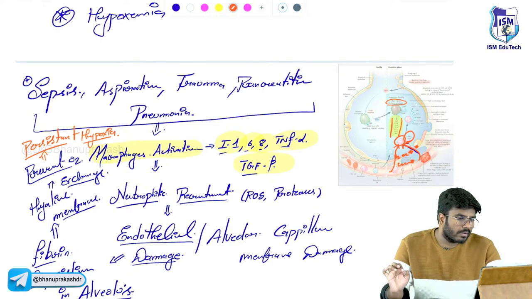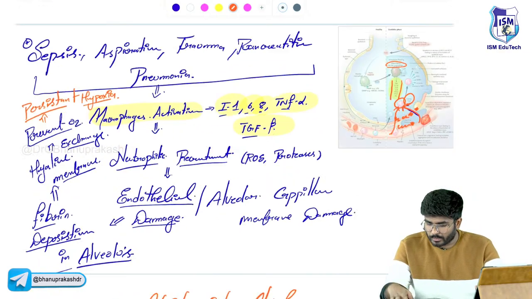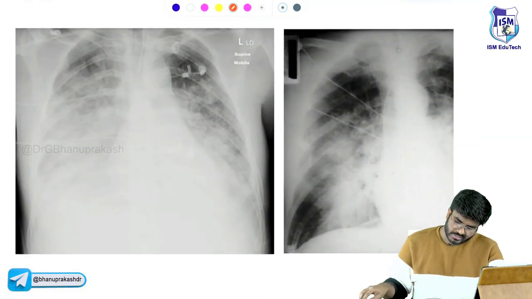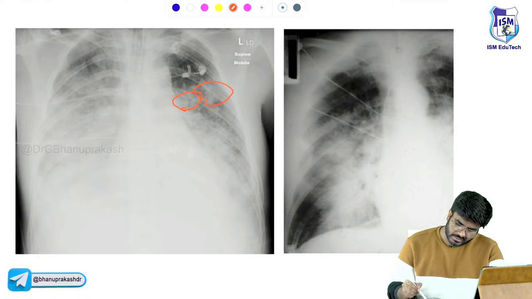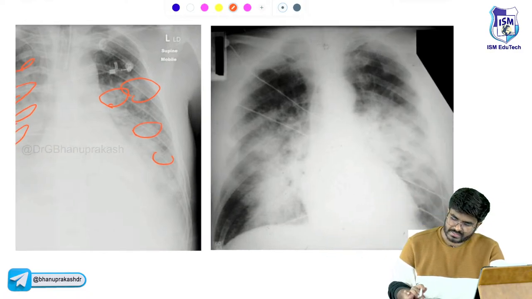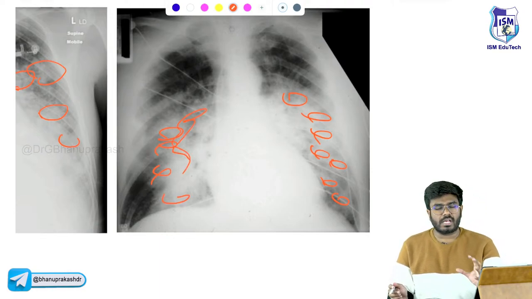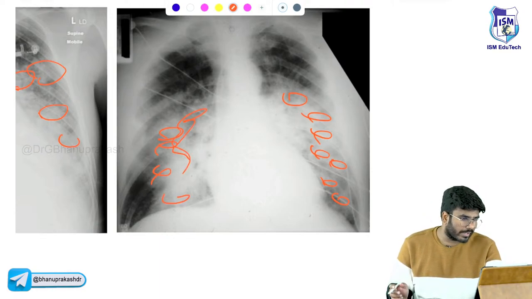Now, the fluid is getting accumulated in the lungs, right? If you look at the X-ray, you can see bilateral pulmonary infiltrates, all these whitish areas. All the white areas are where the lung is getting collapsed, and also fluid accumulation. The alveoli are getting collapsed and filled with fluid.